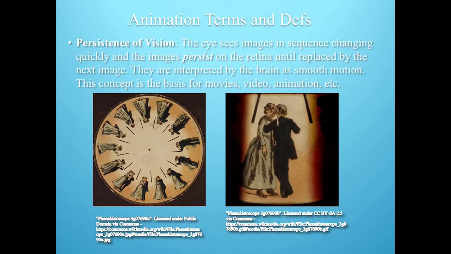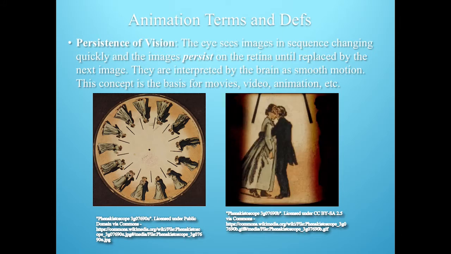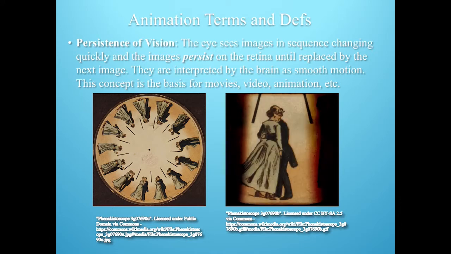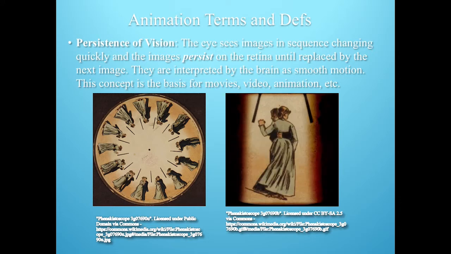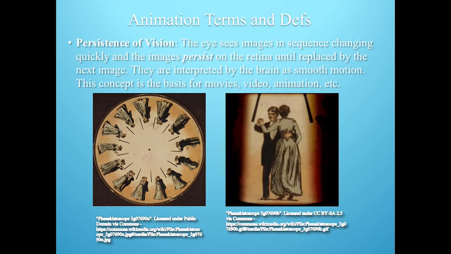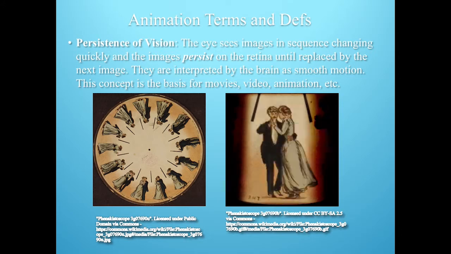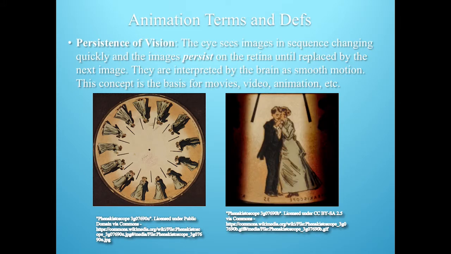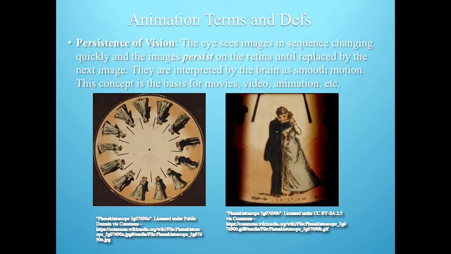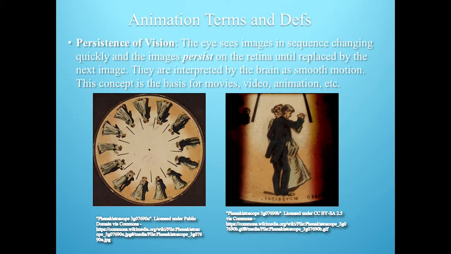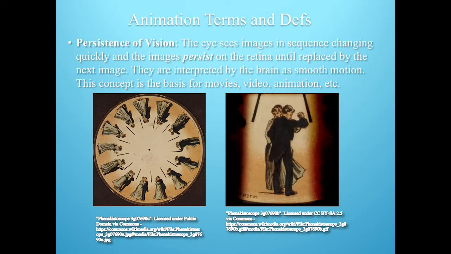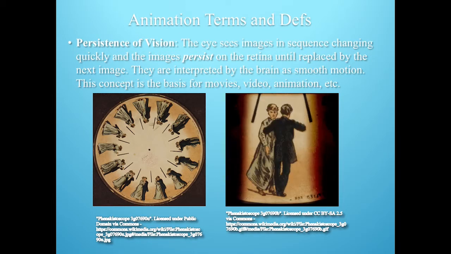So this is an example of a phenakistoscope or a phantoscope, an early type of animation that was invented back in the 1800s, where you would spin the disc and you would look through the slots into a mirror. So this would be facing towards the mirror. And as you're looking through the slots into the mirror, you would be seeing this image that would seem to be moving. And that was because of persistence of vision.